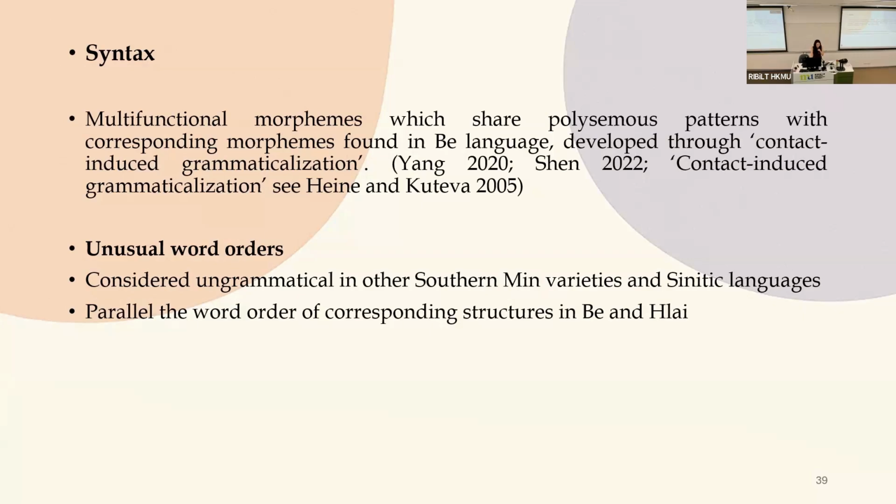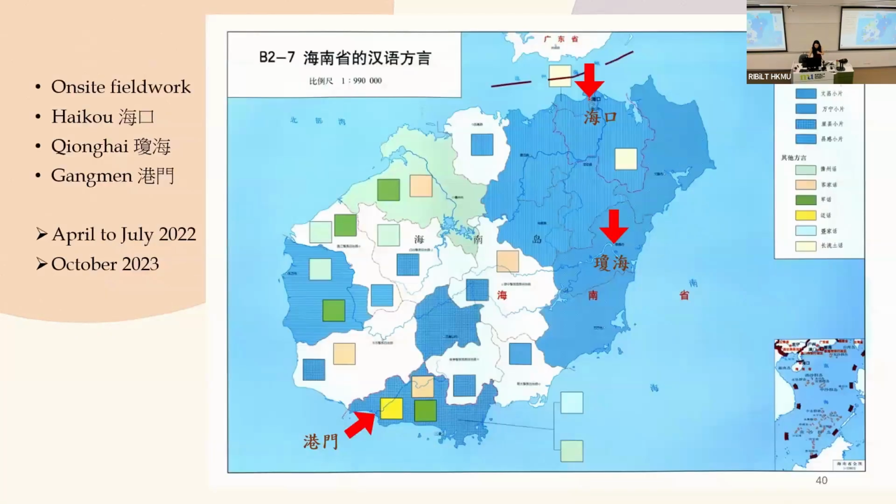Word order is another feature that manifests the influence of language contact between Hainan Min and indigenous languages. And it is the focus of my dissertation. After 40 minutes of discussion, we finally arrive here. I have identified 5 types of syntactic constructions in Hainan Min employing a word order that would be considered ungrammatical in either Southern Min varieties or Sinitic languages in general. But they are in line with the word order of corresponding structures in Bei and Hai.